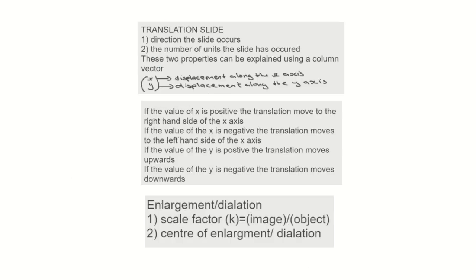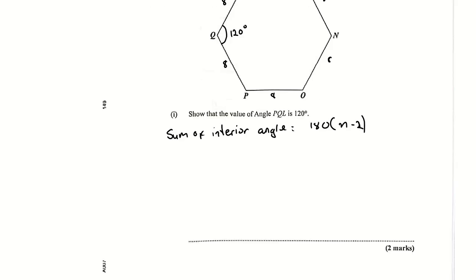So let's do this one. The sum of interior angles, let's zoom in, would be how many? This is a six-sided shape, so n is going to be 6. This would be 180 by 6 minus 2, which is 180 by 4. And 180 multiplied by 4 is what, guys? 180 multiplied by 4 is 720.